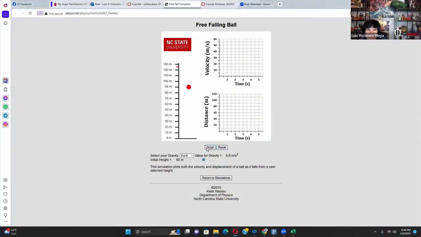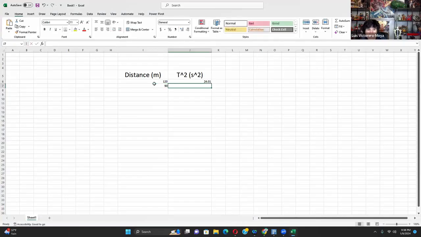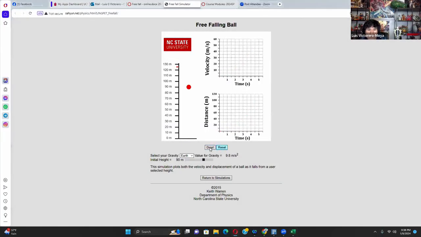Let's go to 90. It's 4.3. So here you can do equals 4.3 times 4.3 because it's the time squared. We set it. We make this now at 70. That's 3.8.